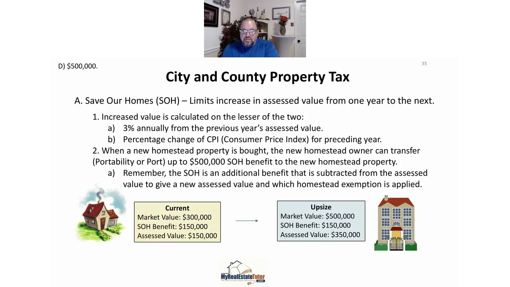Now, if you upsize, again, the Save Our Home benefit equals $100,000. If the new market value is $500,000, then the assessed value will start at $350,000. This is before the exemptions apply. So anytime somebody's moving up, scaling up, or scaling down too, anytime you transfer to new property, the maximum benefit that each owner can get is up to $500,000 under the Save Our Home benefit. Okay.